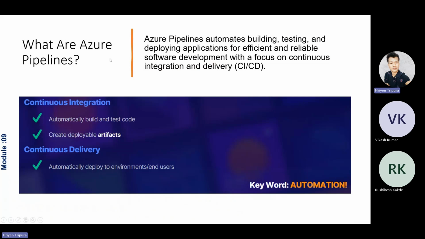Same, because that is why it is used for our Azure pipelines. So it is more of a focus on automating, basically automating building, testing, and deploying applications. That means you have to first automate things like building, testing, and deploying any infrastructure. So not just applications, it could be any infrastructure, for efficient and reliable software development.